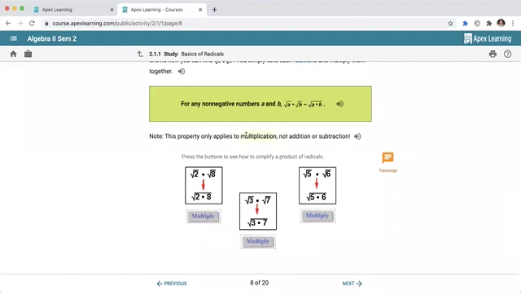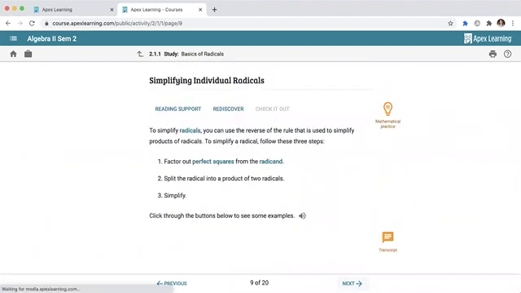However, this only applies to multiplication, not addition or subtraction. So if I had square root of 2 minus the square root of 8, you can't just combine them and say 2 minus 8. It has to be multiplication in order for this to work.